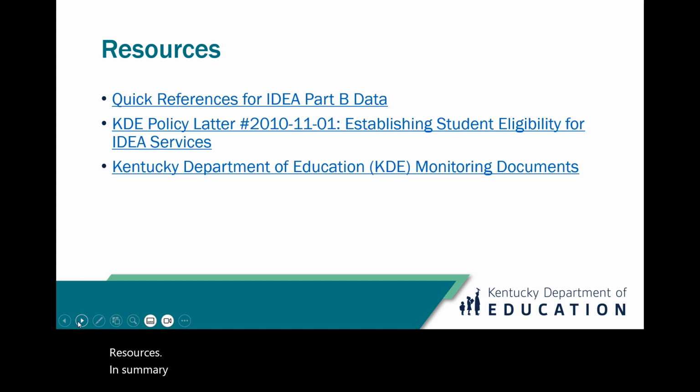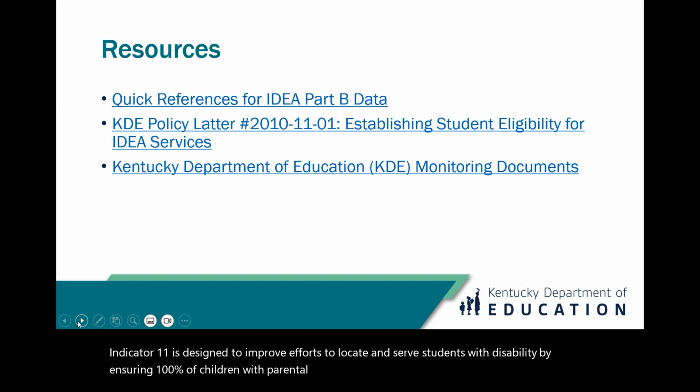In summary, Indicator 11 is designed to improve efforts to locate and serve students with disability by ensuring 100% of children with parental consent to evaluate have their initial evaluations completed within 60 school days.